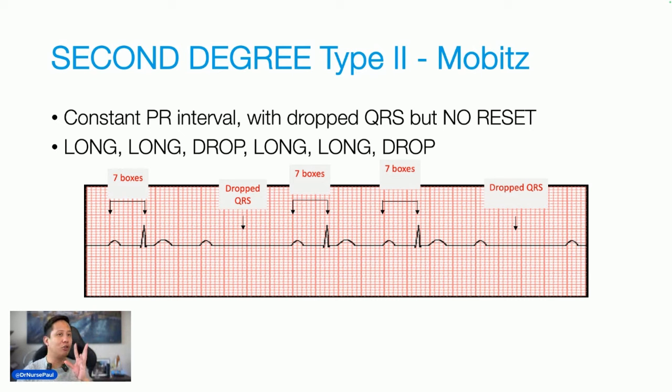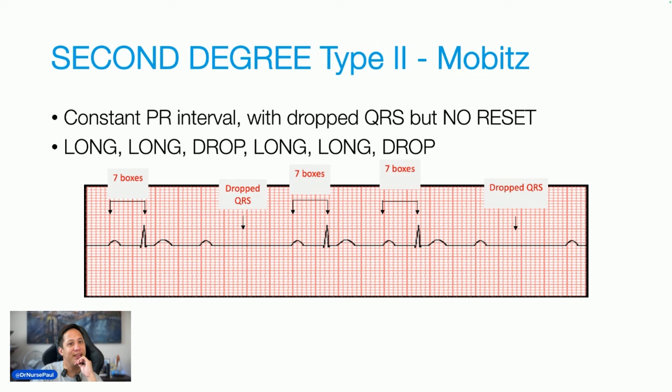Long, long, drop. Long, long, drop. Long, long, drop. But you still see the PR interval is prolonged. You got it, nurses? But that's it. There's no reset.